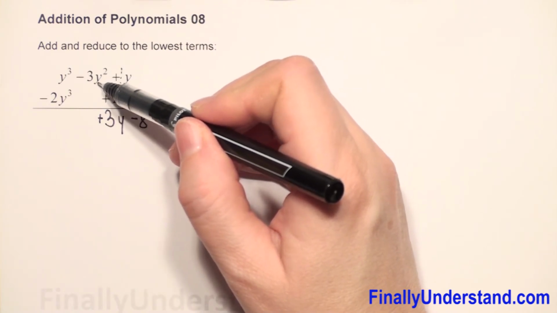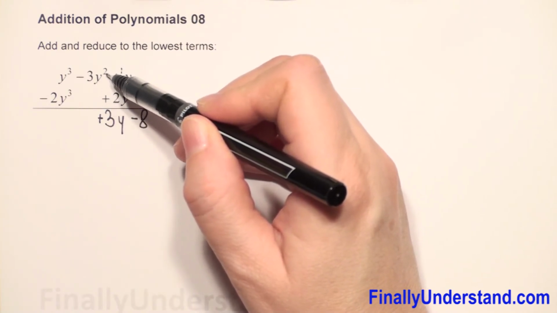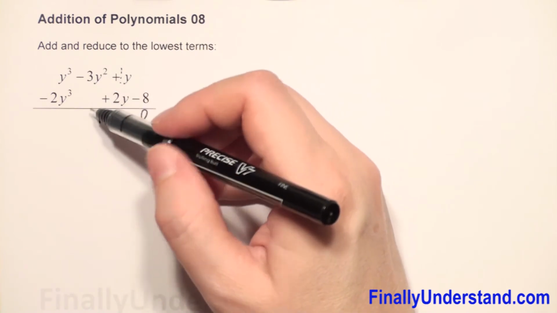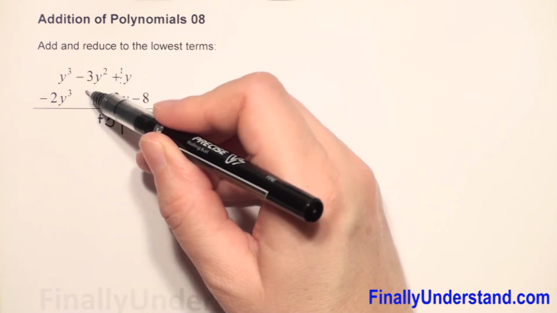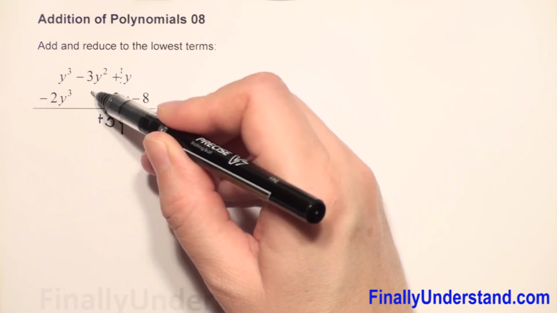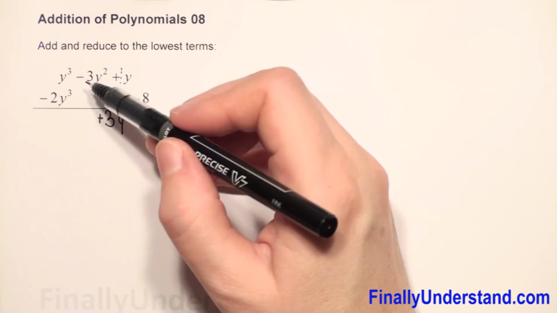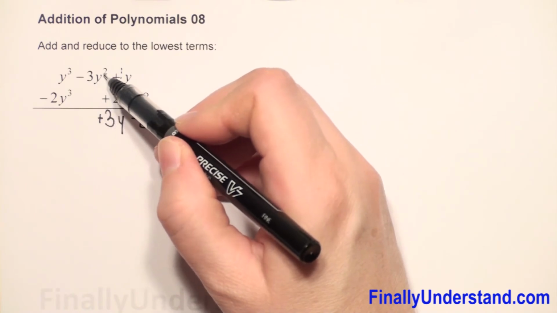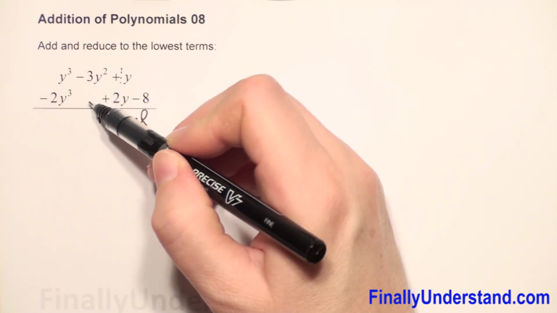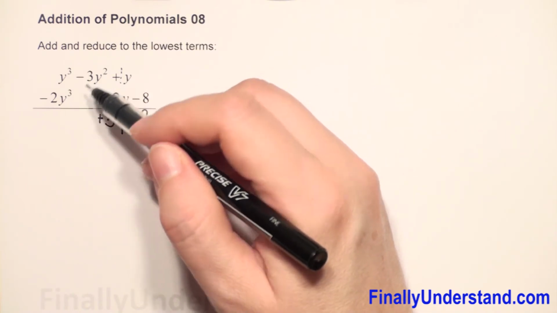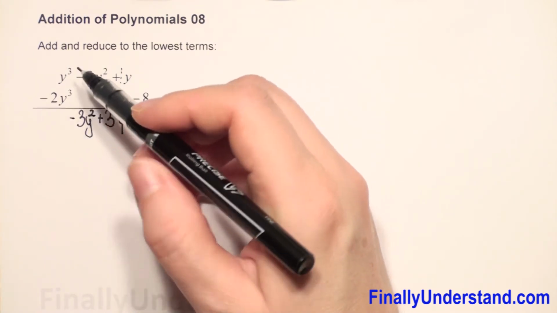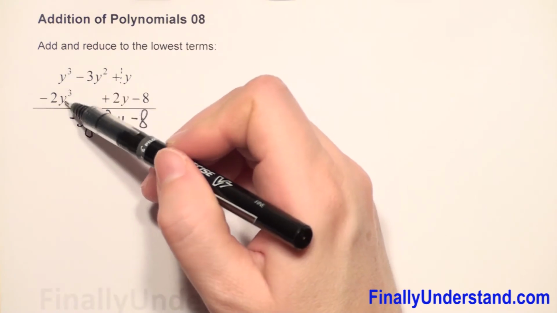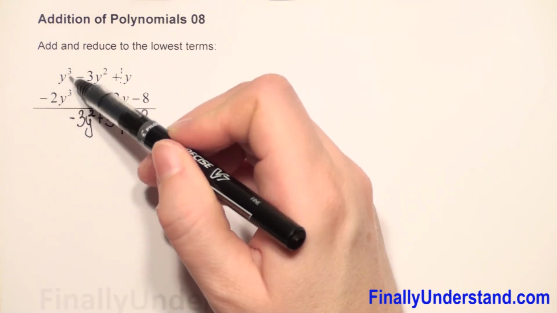We have y and the power is squared. Under -3y squared we have empty space. It means here we have 0. So we have -3y squared plus 0, which is still the same number. So we have -3y squared.